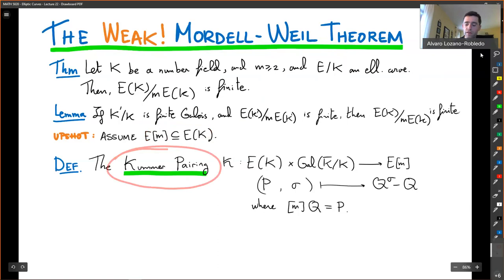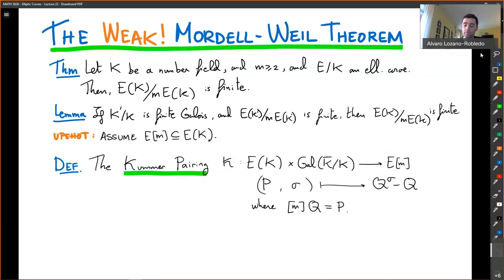And then we defined a tool that we're going to use to prove the weak Mordalvey theorem, which is the Kummer pairing. The Kummer pairing goes from points over K cross the absolute Galois group to M-torsion. For a pair of P and a Galois element sigma, it's sent to Q^sigma minus Q, where Q is an mth pre-image of P.